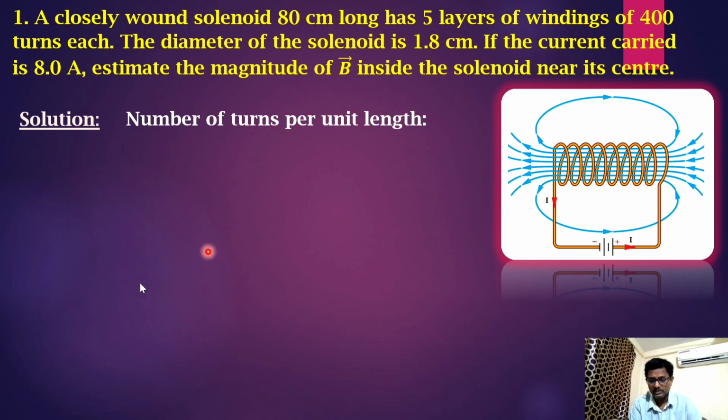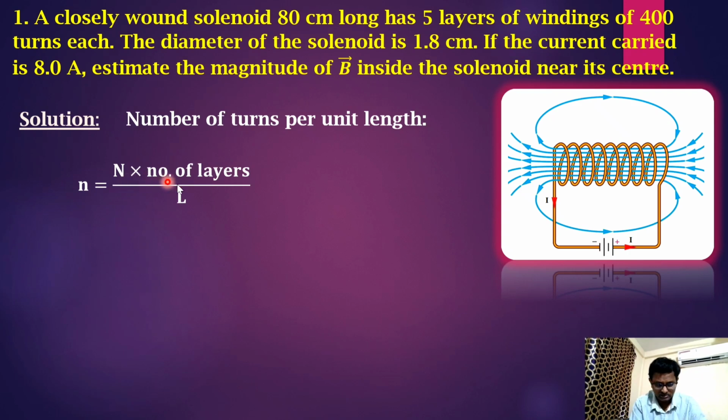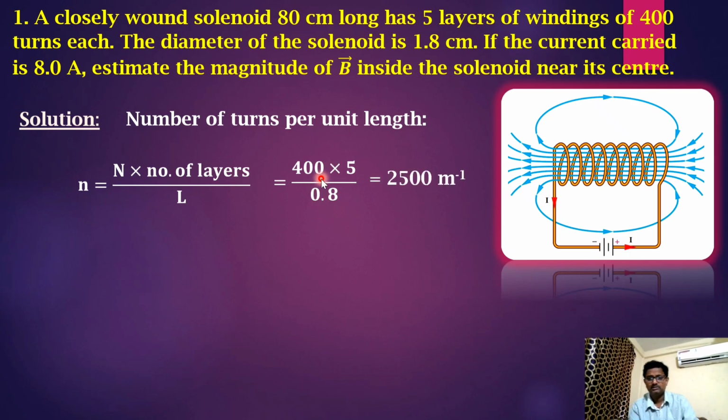Number of turns per unit length. First we have to find the number of turns per unit length, that is small n. Small n is equal to total number of turns into number of layers by total length. That is 400 into 5 by length. Length of solenoid is 80 centimeter, so we convert into meter, 0.8 meter. If we simplify, we get 2500 meter power minus 1. So we got the number of turns per unit length.